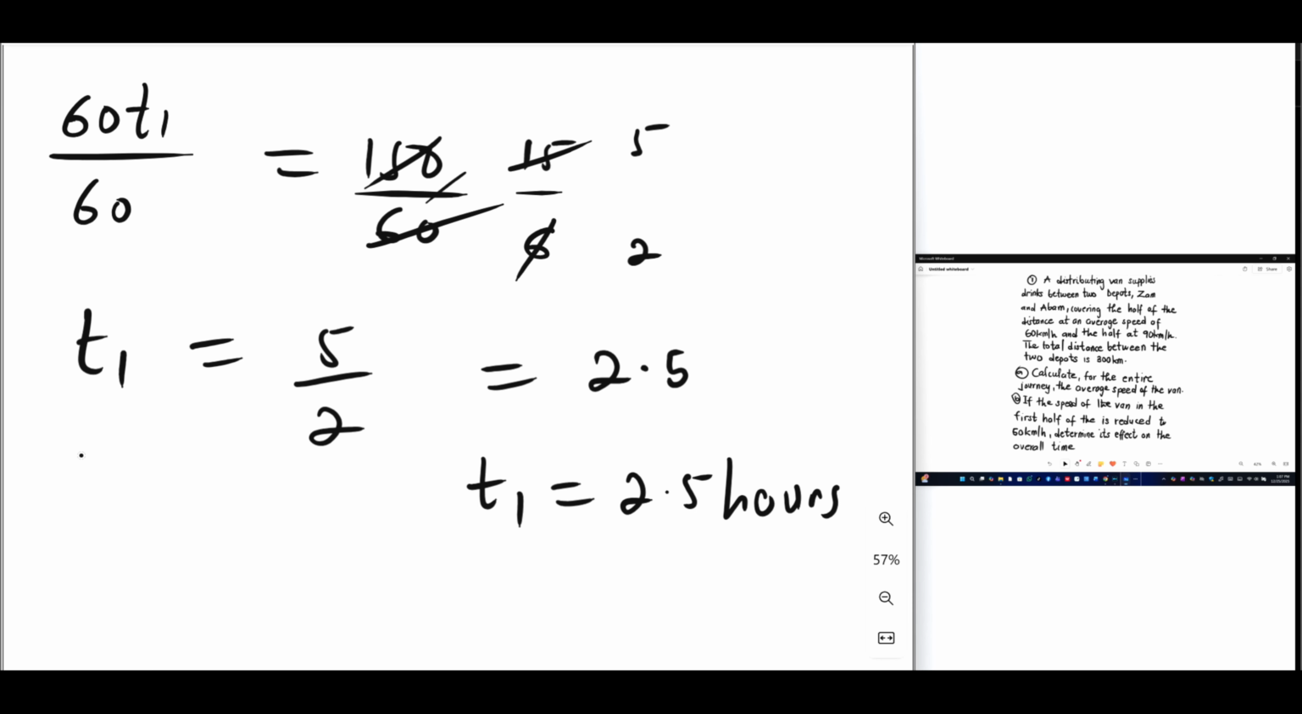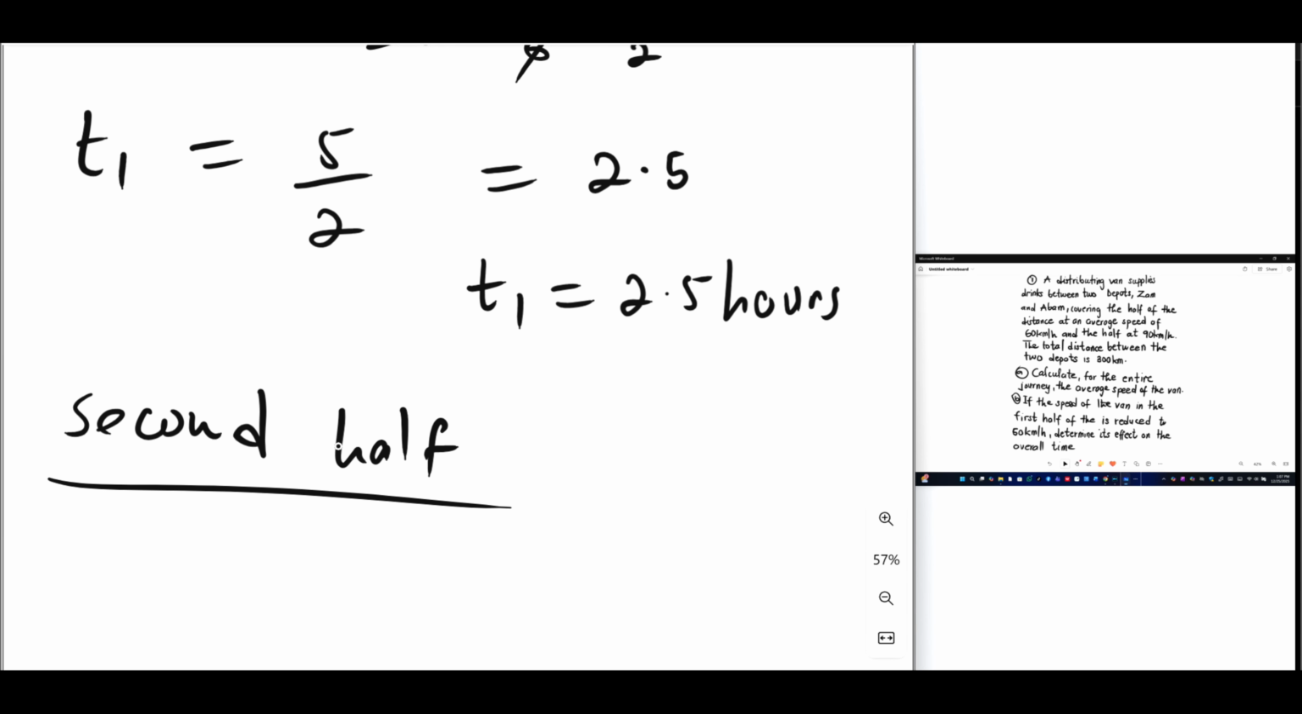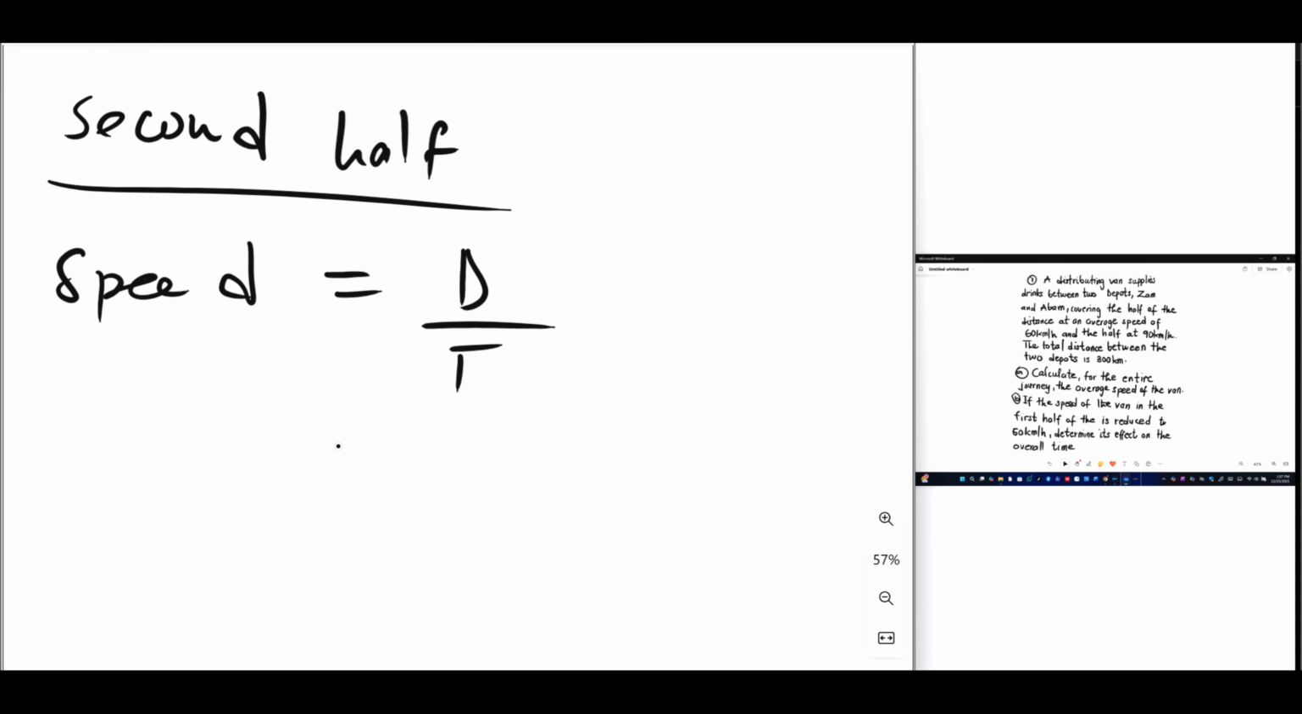So we now consider the second part of the journey, that's the second half of the journey. The time taken was t2, and we know our speed to be distance over time. So the speed for the second half was 90 kilometers per hour. So 90 will be equal to the distance, half of the 300, which is the same as 150, divided by t2. T2 represents the time taken to cover the second half of the journey.